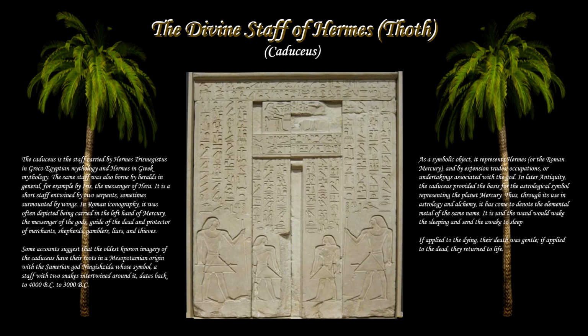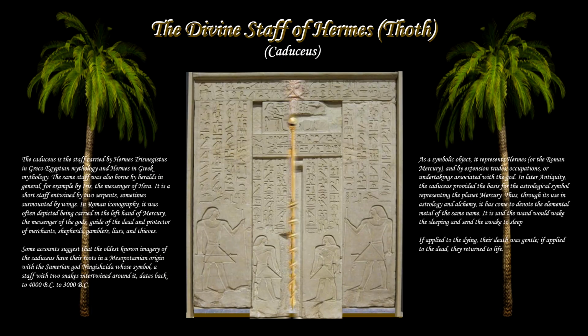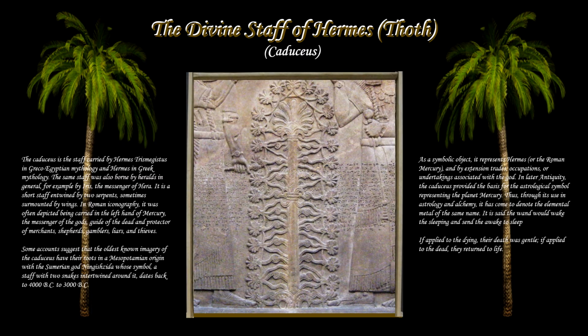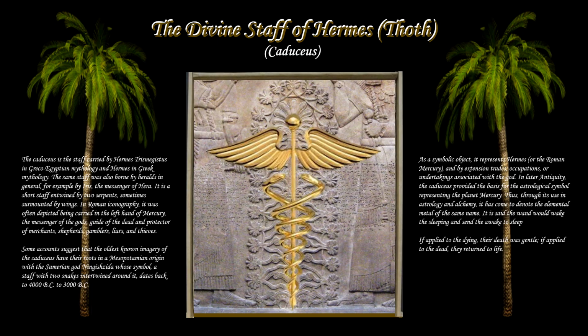Caduceus. The caduceus is the staff carried by Hermes in Greek mythology, and consequently by Hermes Trismegistus in Greco-Egyptian mythology. It is a short staff entwined by two serpents, sometimes surmounted by wings. In Roman iconography, it was often depicted being carried in the left hand of Mercury, the messenger of the gods, guide of the dead, and protector of merchants, shepherds, gamblers, liars, and thieves.